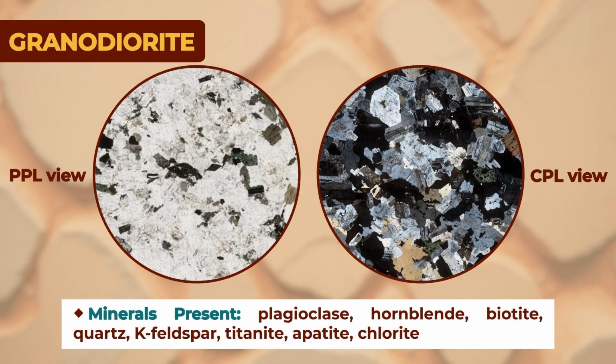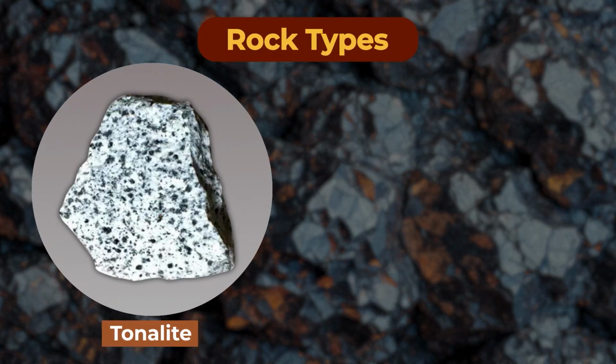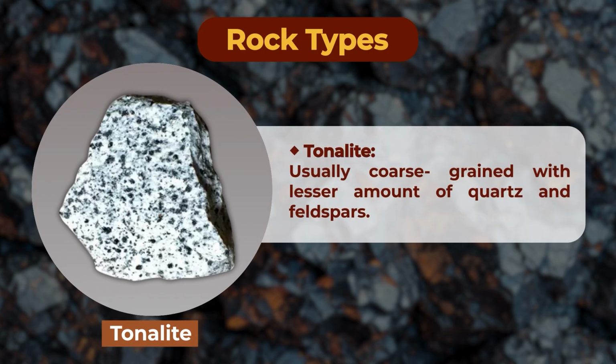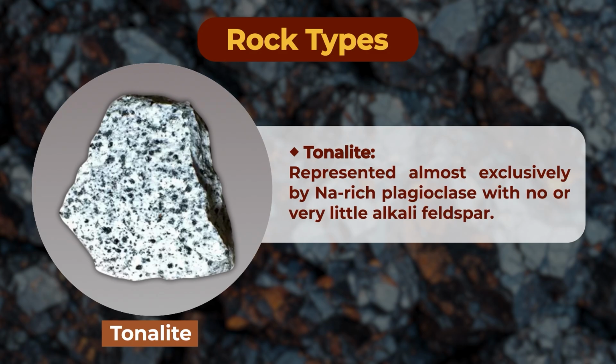It is usually easier for us to identify hornblende and biotite under the PPL view because they generally show pleochroism, as has been mentioned. The rock variety tonalite is a part of the granodiorite clan and usually it is coarse grained with lesser amount of quartz and feldspar, represented almost exclusively by sodium-rich plagioclase with no or very little alkali feldspar. On the right hand side you can see a tonalite hand specimen where you can see dark colored minerals and these white portions are constituted by the plagioclase.